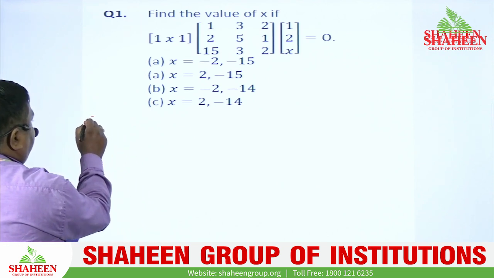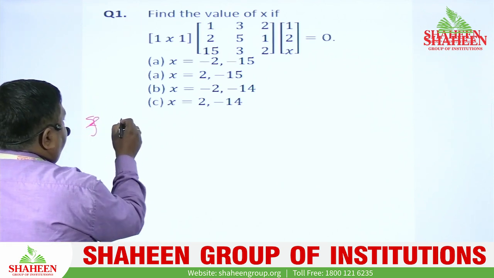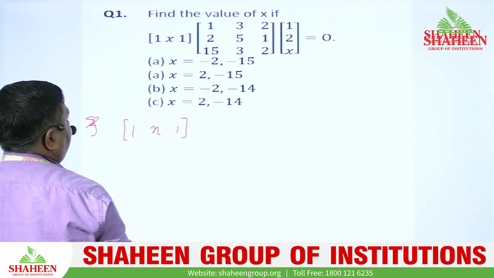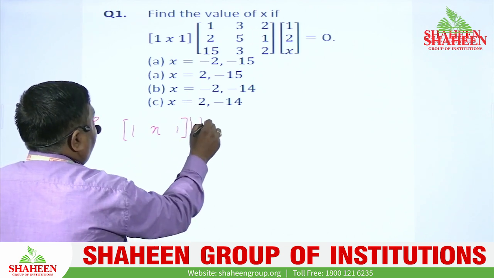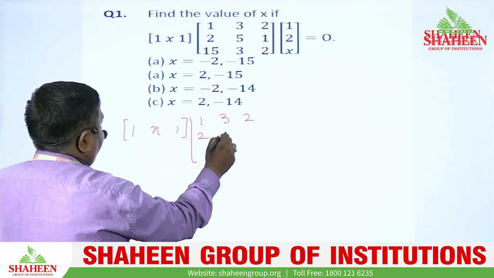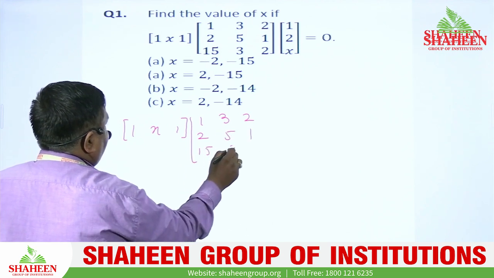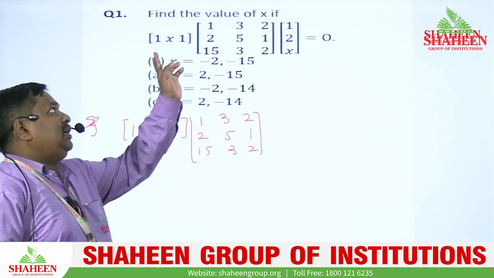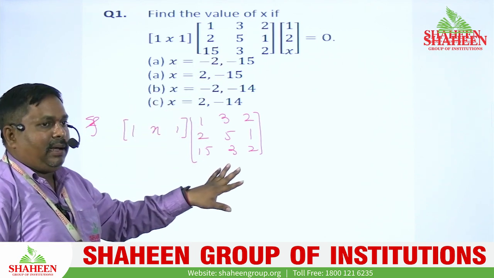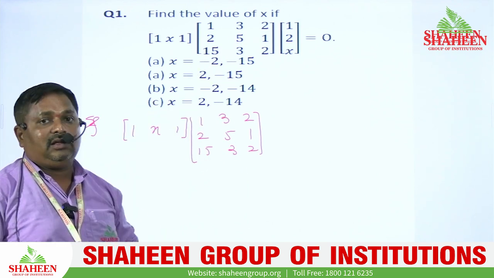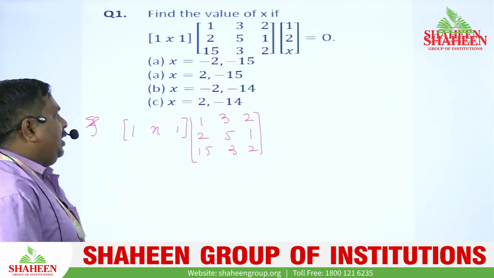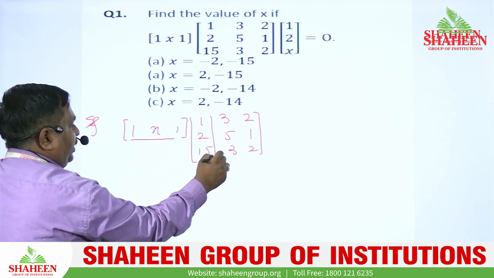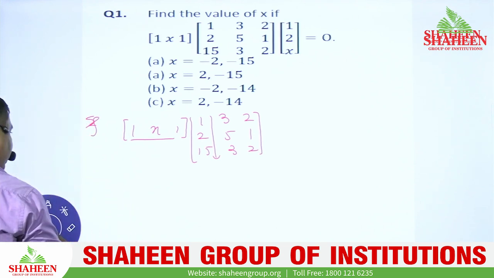Let us solve this problem. Here we have a first matrix 1, x, 1, and this is multiplied with the 3 into 3 matrix 1 3 2, 2 5 1, 15 3 2, which is multiplied with the third matrix. First I am taking the first two matrices and multiplying. Later the resulting matrix is multiplied with the third matrix. So let us multiply these two matrices. The row is multiplied with the column here.